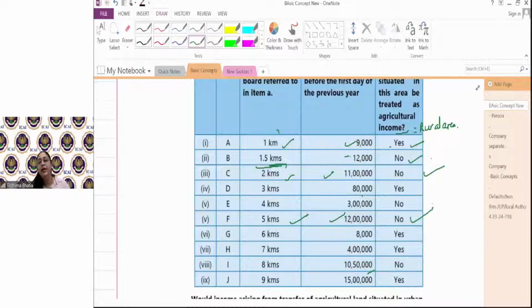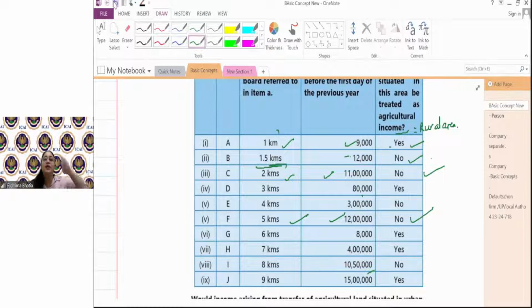But how to identify a land is situated in rural area? It should be a land not situated in urban area. A land situated in urban area is where the municipality or cantonment population is more than 10,000. Along with that, 2 kilometer area would be urban area. If the population is more than 1 lakh, 6 kilometer area would be an urban area. If the population is more than 10 lakhs, 8 kilometer area would also be urban area.